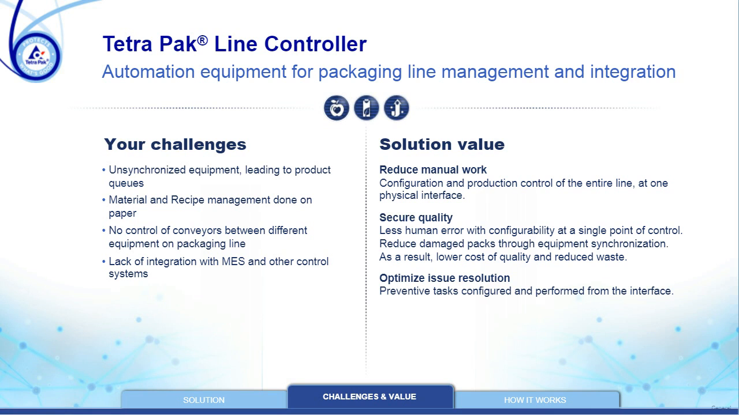Synchronization issues with distribution equipment resulting in uncontrollable package queues, material and recipe management done on paper instead of a single integrated system, lack of control for the conveyors between your different distribution equipment, no integration between your lines, MES, and other control systems. A line controller can help resolve these challenges with some tangible outcomes.